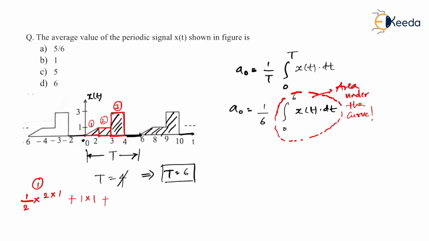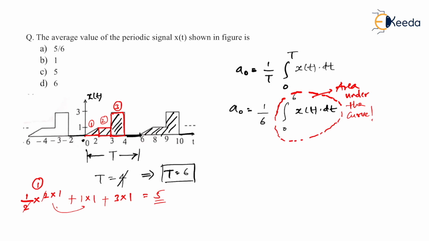We'll see the next rectangle. So see what is the length? Length is 3 and breadth is 1. So here the 2 gets cancelled. So it is like this. 1 plus 1, it is 2, and 2 plus 3, it is 5. So the area under the curve is 5.